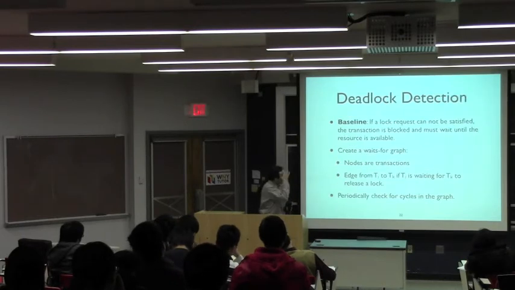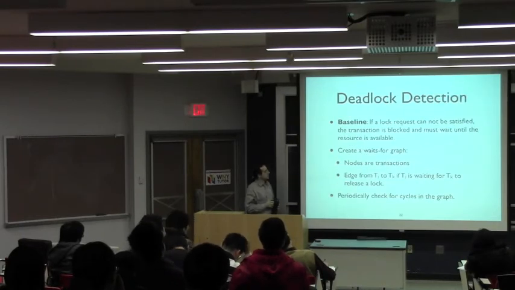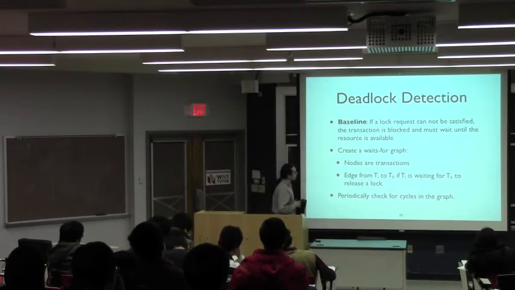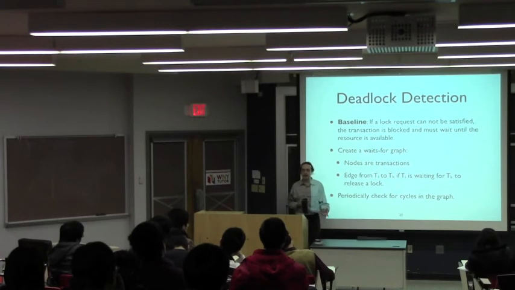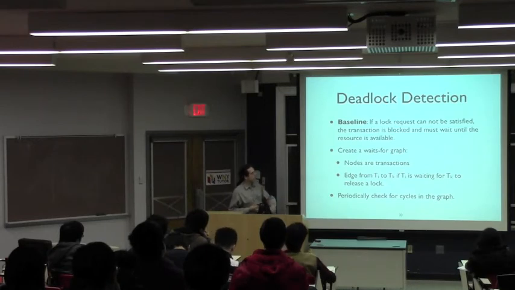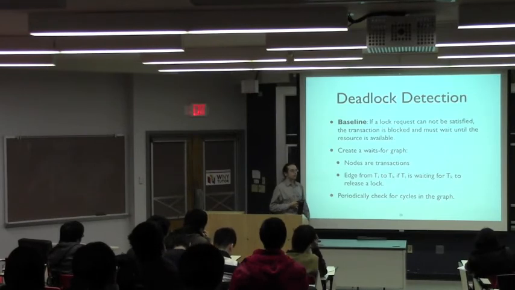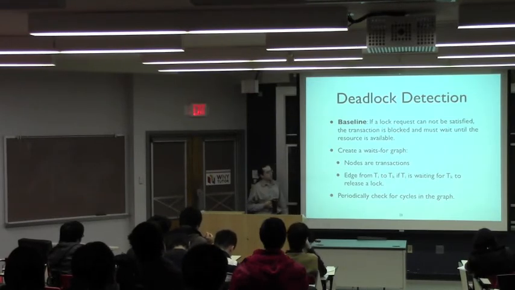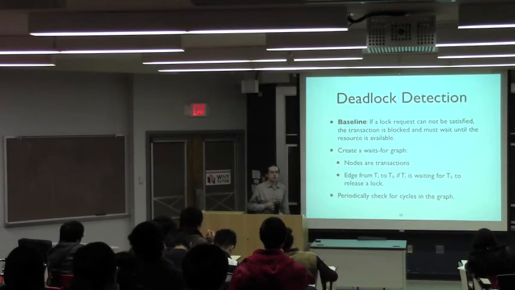So the baseline way that the lock manager will handle things is that every time a lock request comes in and it can't be satisfied, either because it's an exclusive request on a shared lock, or a shared request on an exclusive lock, or an exclusive request on any other lock object, it's going to block the calling transaction, and that transaction is just going to sit there and wait until the resource is available.